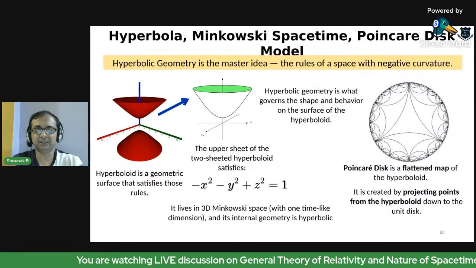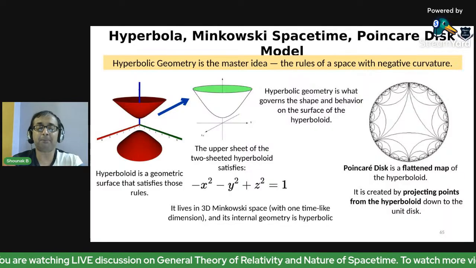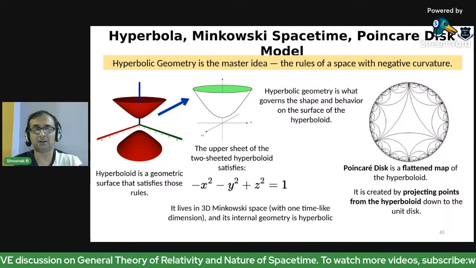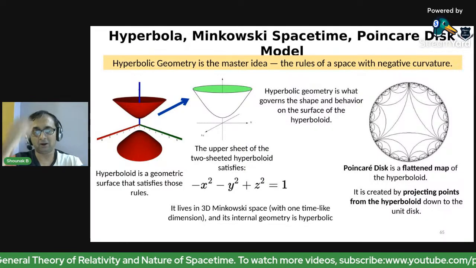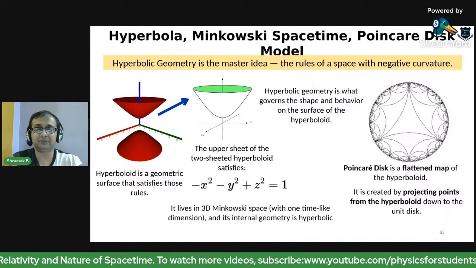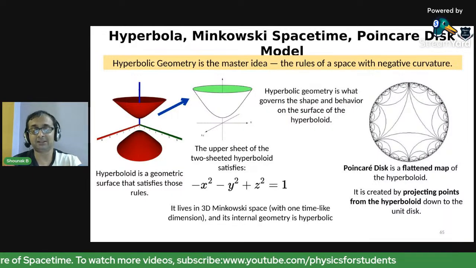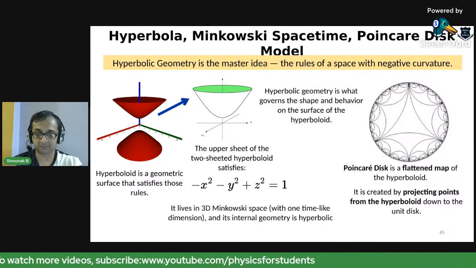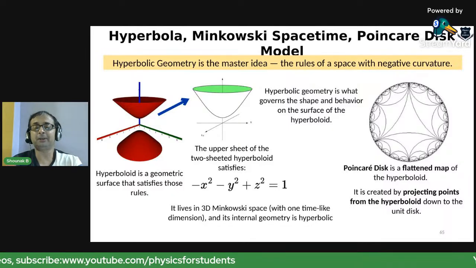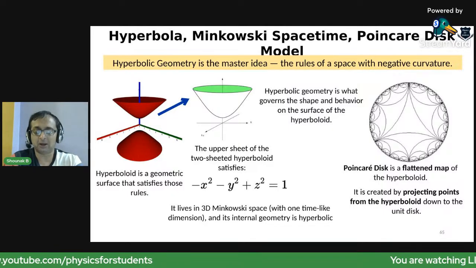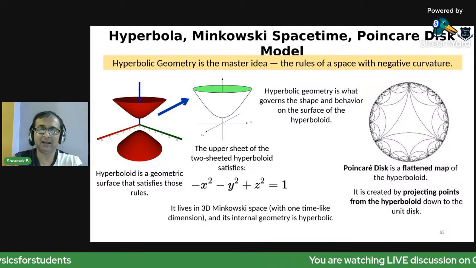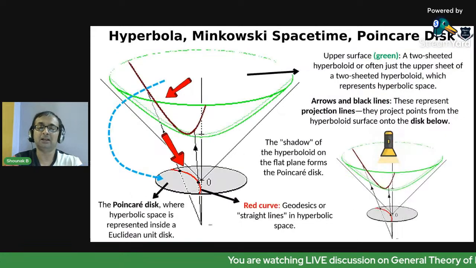Now here you can see that if I am taking only the upper part of the hyperboloid, then it will obviously satisfy this equation: minus x squared minus y squared plus z squared equal to 1. Right? So hyperbolic geometry is what governs the shape. Hyperbolic geometry is the idea which actually tells you about the negative one.